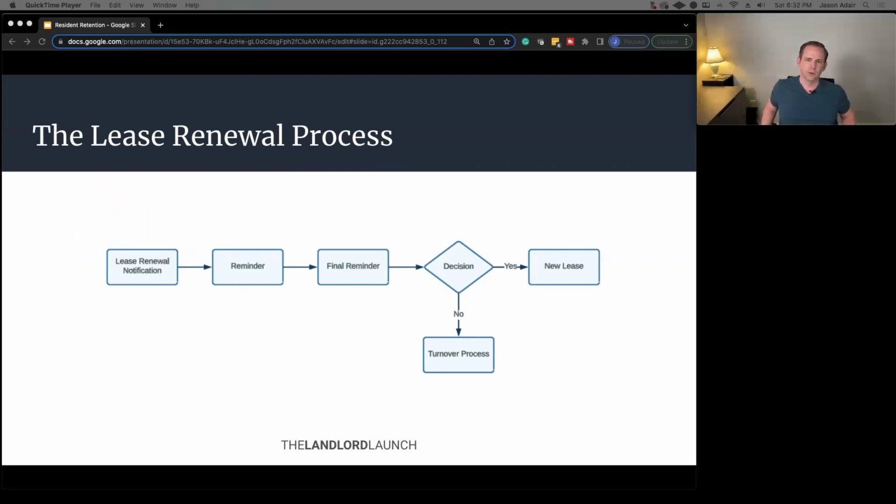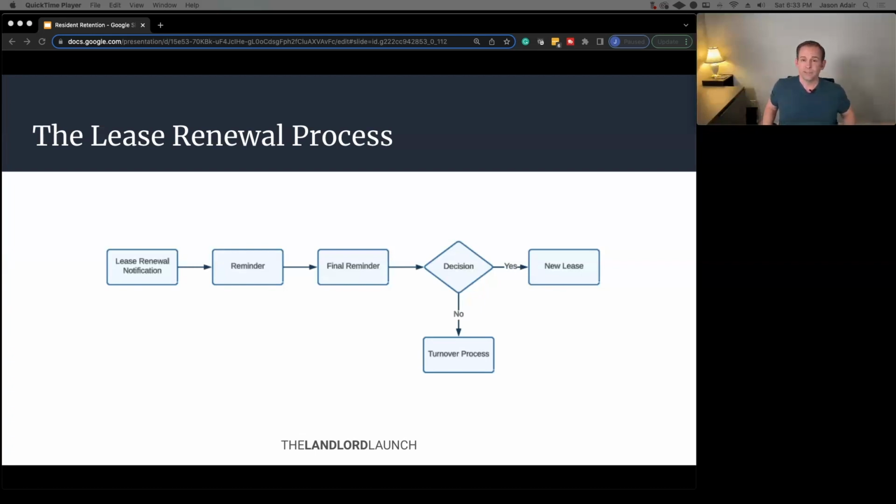There is going to be a certain period of time before the expiration of the lease where you are going to notify them of, hey, it's time to renew the lease. These are going to be the new terms, or the terms are going to stay the same, or we're not going to renew you, whatever the case may be. There's going to be that lease renewal notification. If they don't sign immediately, then we're going to get to a point where we're going to want to send them a reminder, maybe a final reminder.